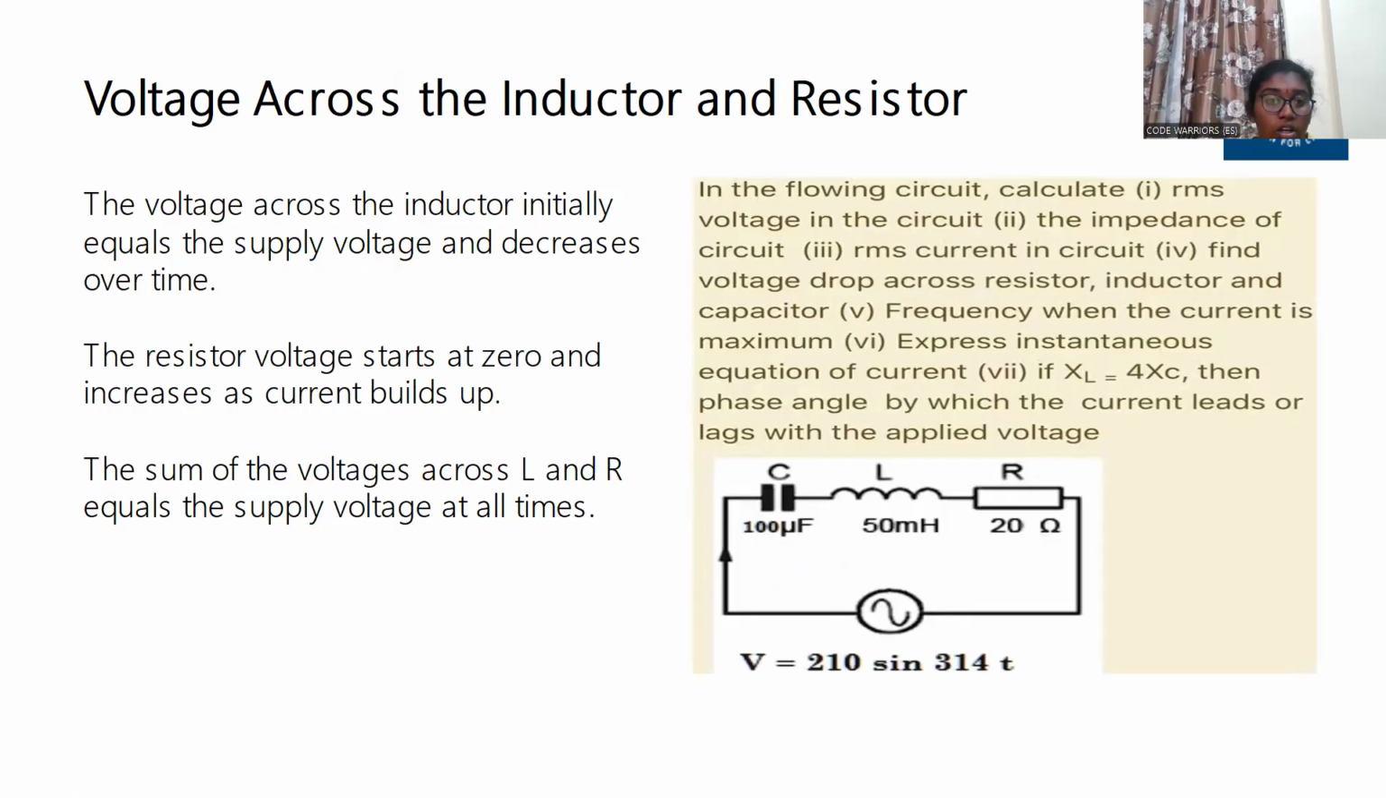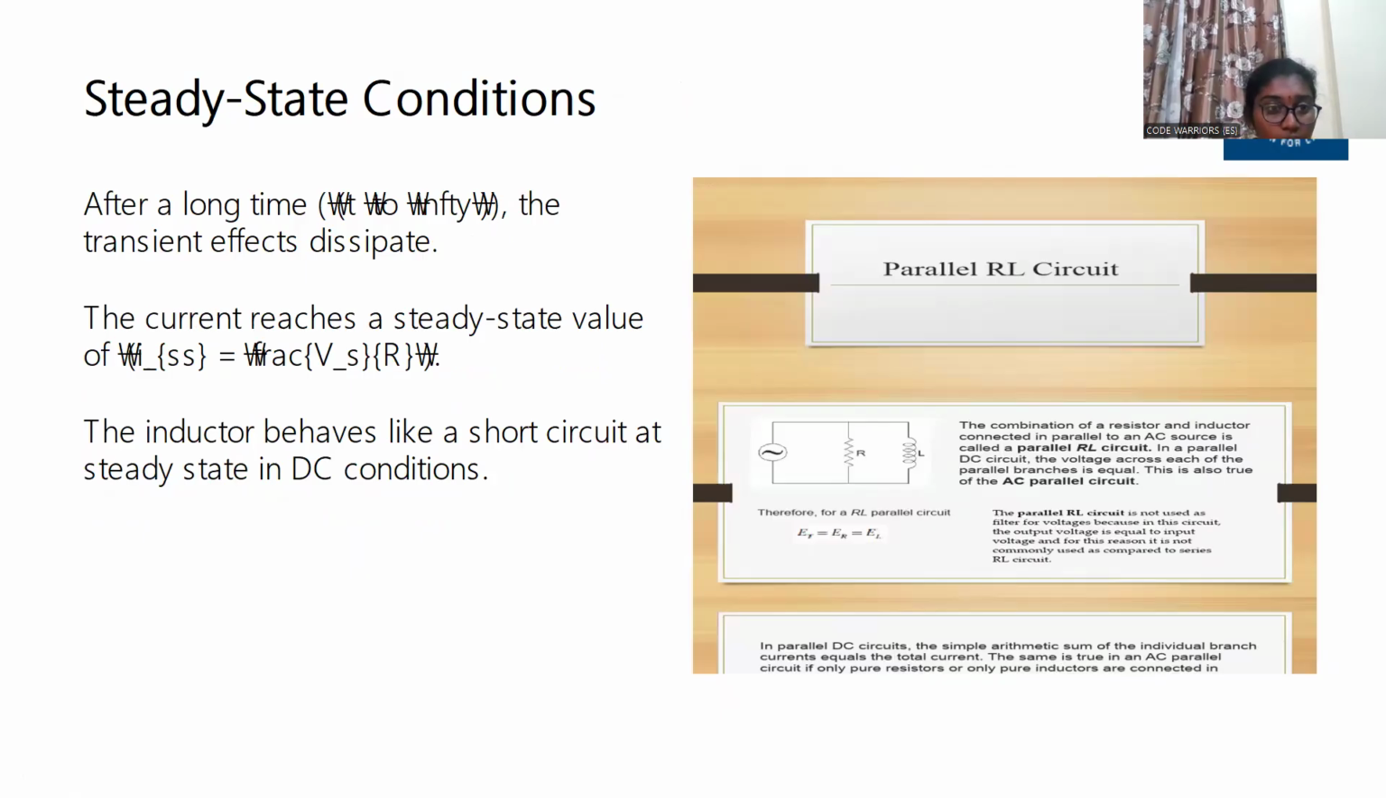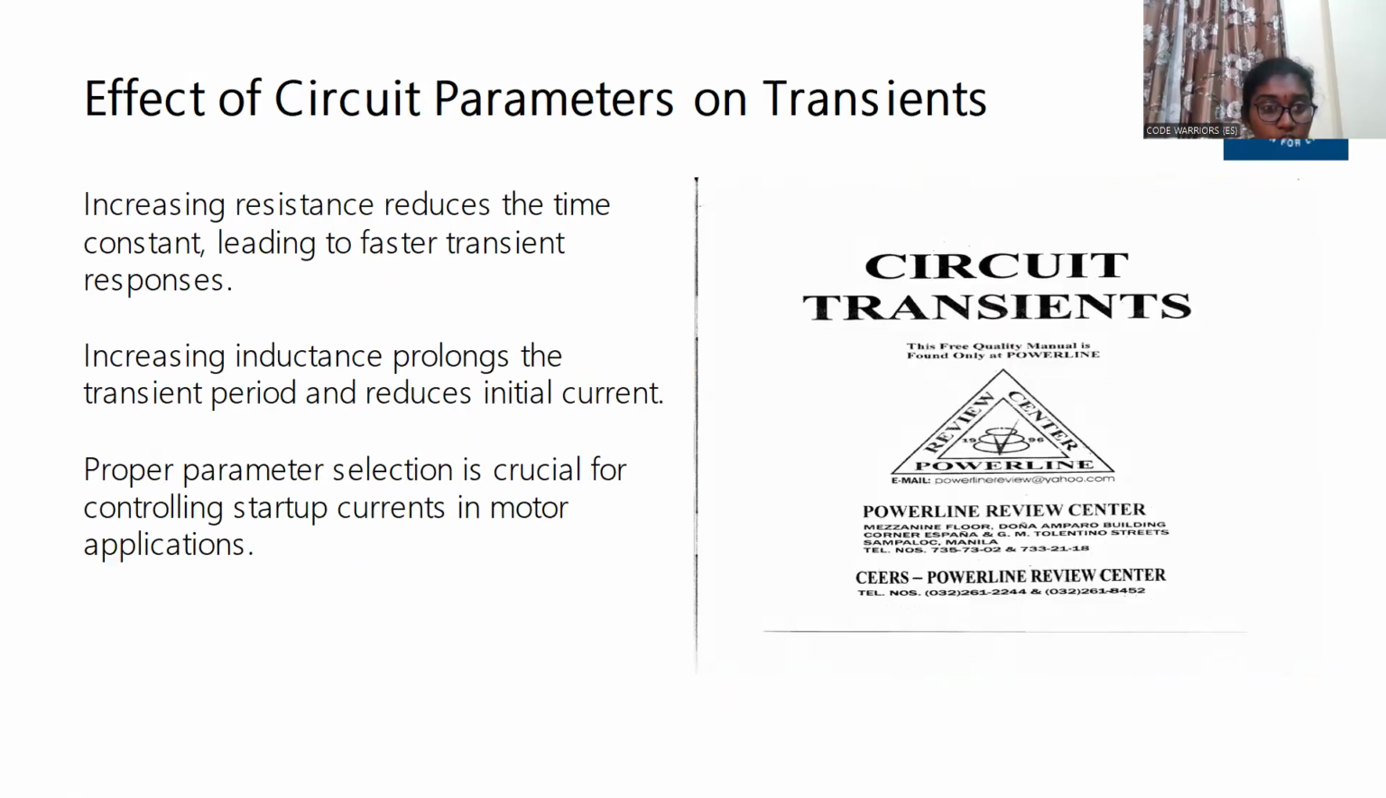Voltage across inductor and resistor. Voltage across the inductor initially equals the supply voltage and decreases over time. The resistor voltage starts at zero and increases as the current builds. The sum of voltages across L and R equals the supply voltage all the time. Steady state current: after a long time, the transient effect dissipates and the current reaches the steady value. The inductor behaves like a short circuit at steady state in DC conditions.